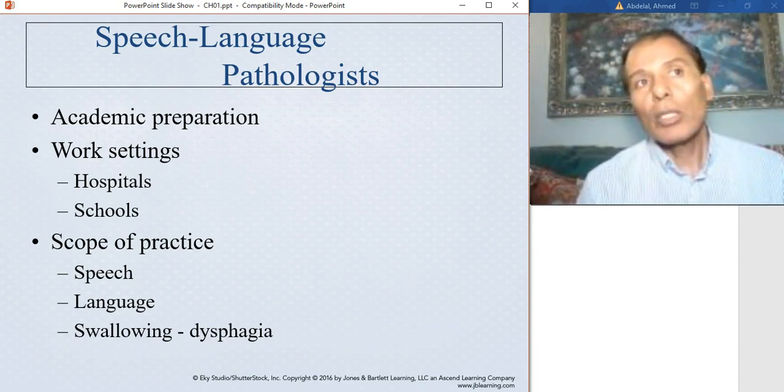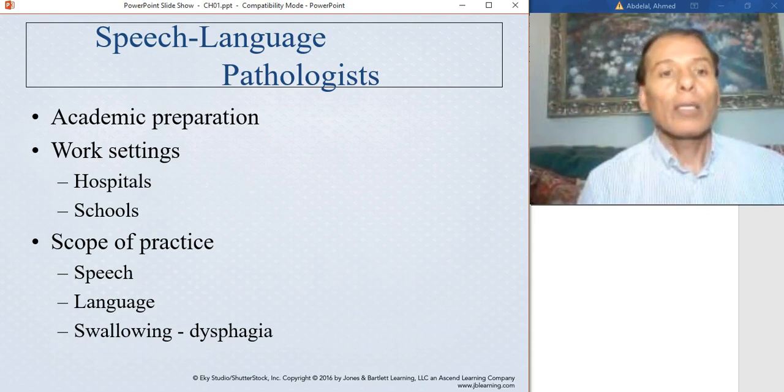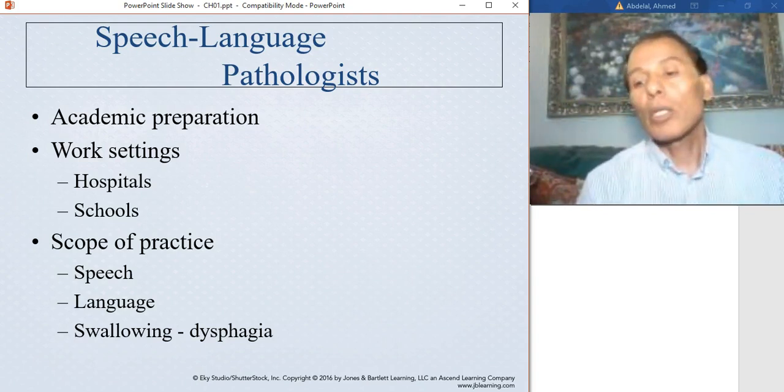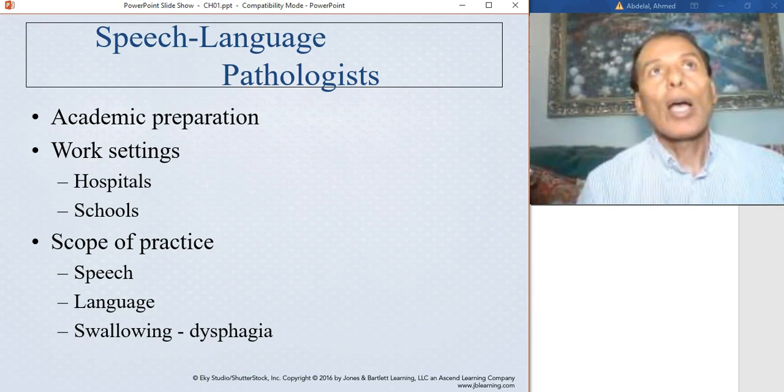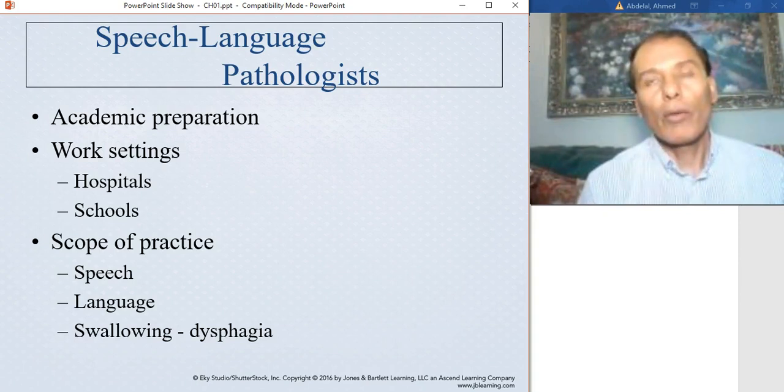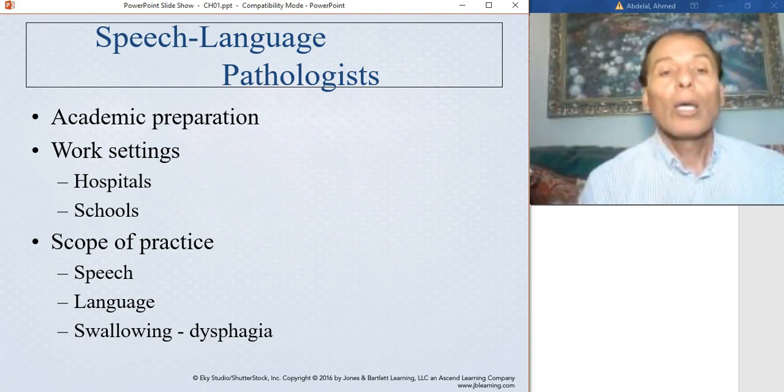Most programs in the country help you in the clinic. They start with you, give you a number of hours in the clinic when you are supervised by professors or by clinical supervisors. And then they place you with hospitals and with schools, and they help you get these 375 hours. So in the end, you have practicum hours of 400. Again, that includes the 25 hours of observation combined with the 375 hours of direct services, treatment, and diagnostics.